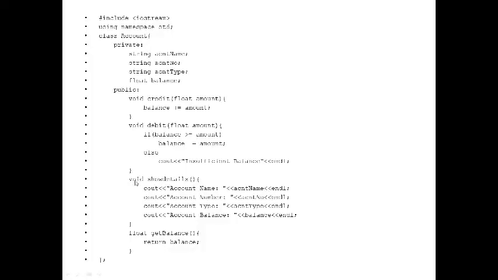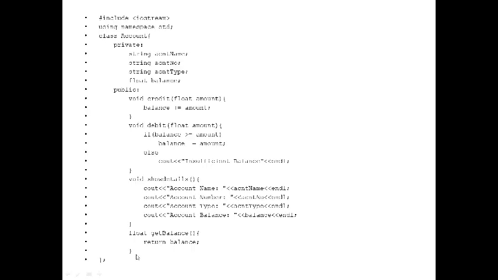It's also a void method. It returns no value, but all it does is display all the attributes of the account. So you see out, account name, then account number, it displays; account type, it displays; account balance, it displays. And finally, we have the get balance. All that the get balance does is to return the balance. So we'll say float get balance, it will now return the balance. I think this is just the class.